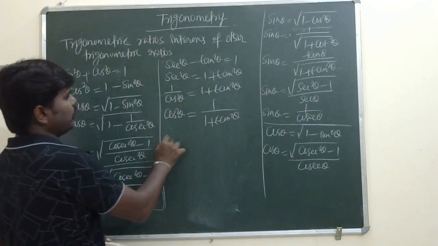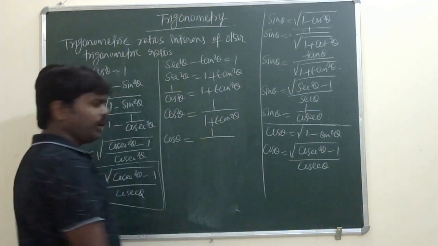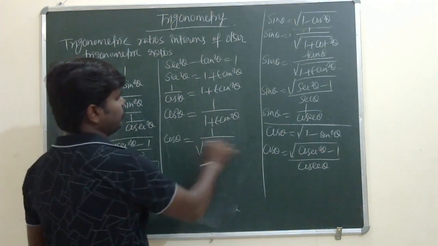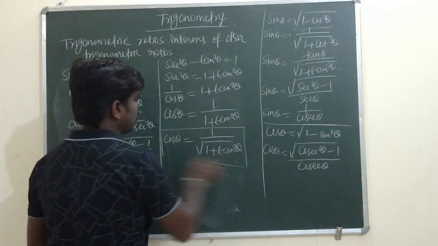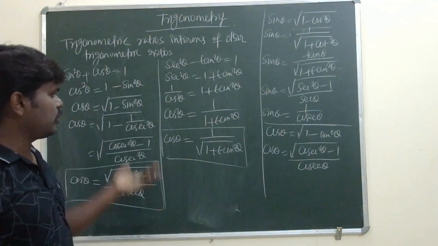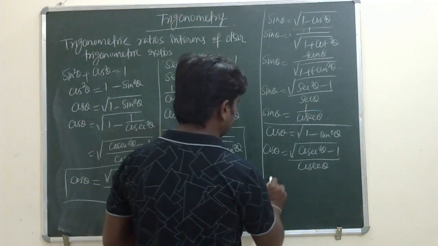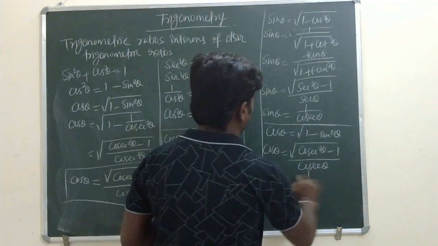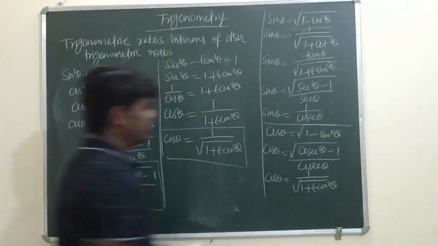Now we want only the cos theta value in terms of tan, so we take the square root on both sides. So this is the conversion from sine, or the expression of cos theta in terms of tan theta. Here cos theta is equal to 1 by square root of 1 plus tan square theta.